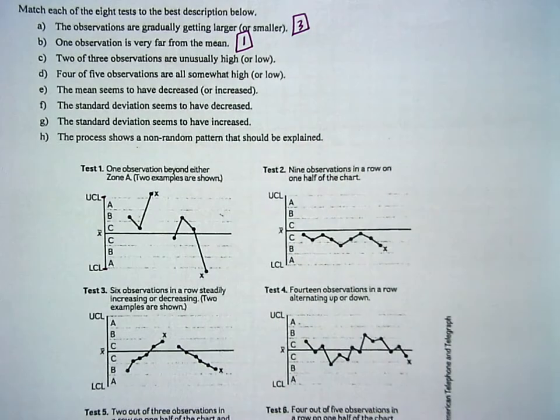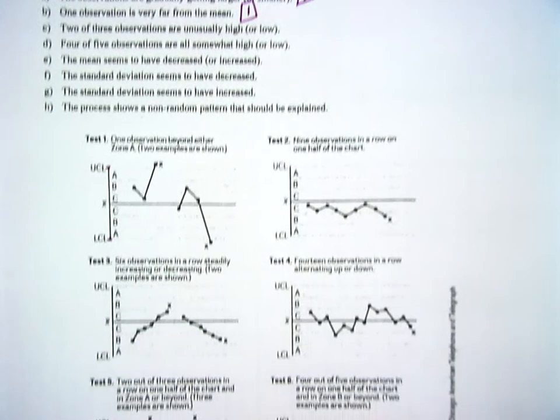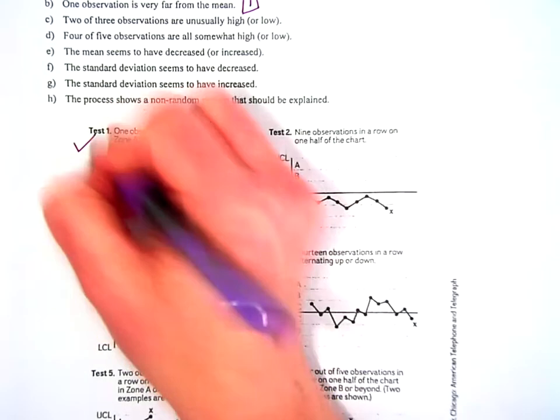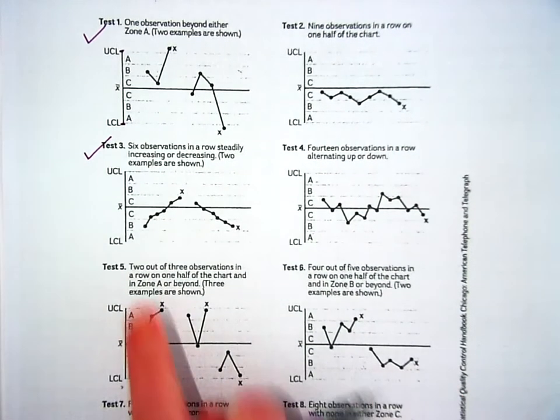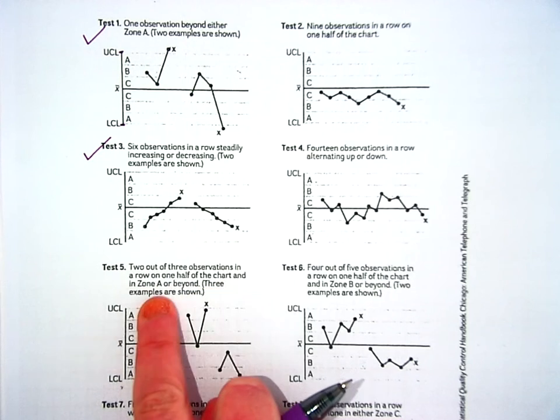All right, 2 of the 3 observations are unusually high or unusually low. Well, this one is pretty much spelled out for us as test 5. Let me just mark off as I go. Okay, so test 5, right? It even says it right there. 2 of 3 observations in a row on one half of the chart and in zone A or beyond.